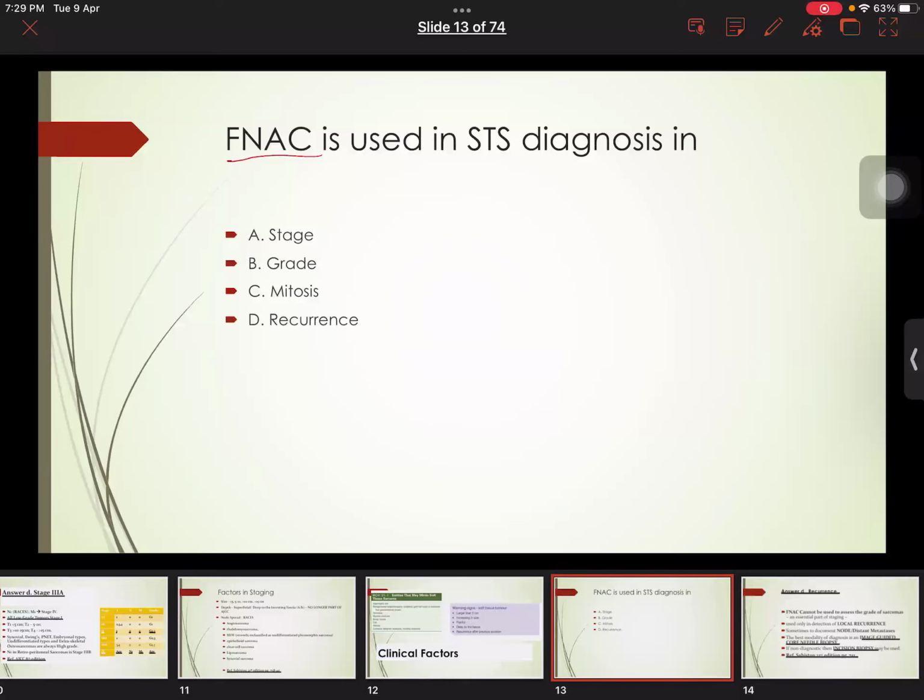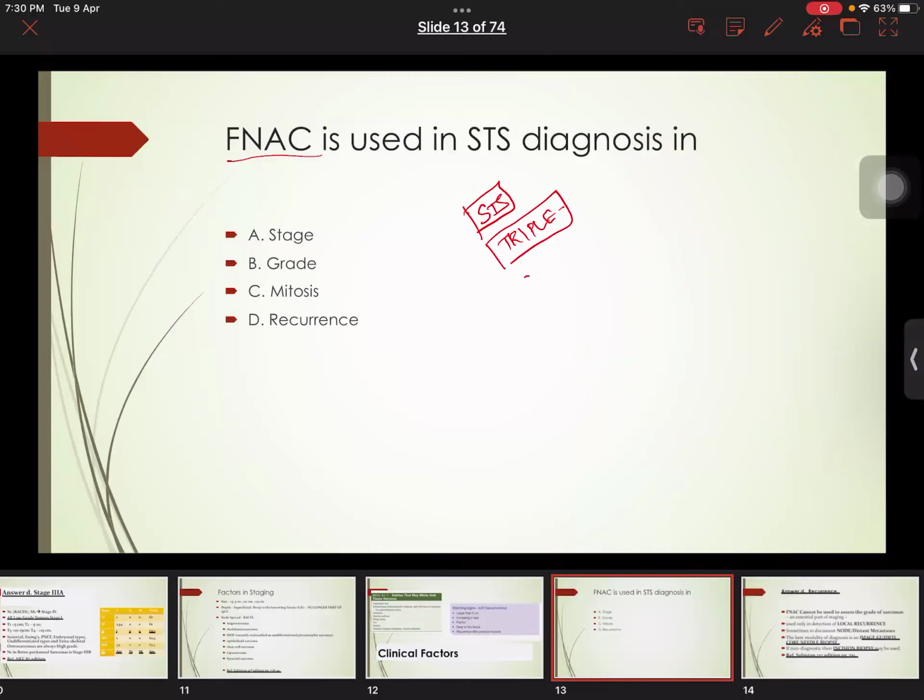Now, all of us know that grade is an important part of STS evaluation, and FNAC cannot be used to establish the grade of a sarcoma. How will you then find out the grade of a sarcoma, or how will you evaluate a sarcoma? In any soft tissue sarcoma, the evaluation is pretty simple. It is again the same triple assessment as what we use in breast.